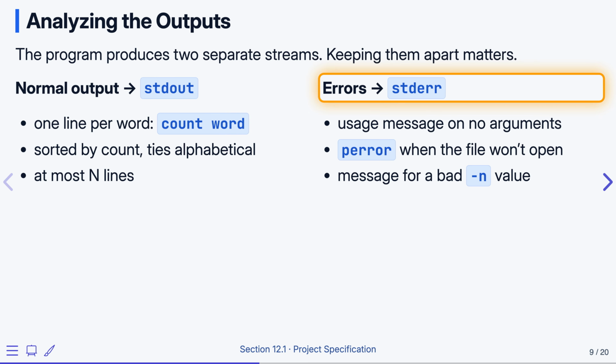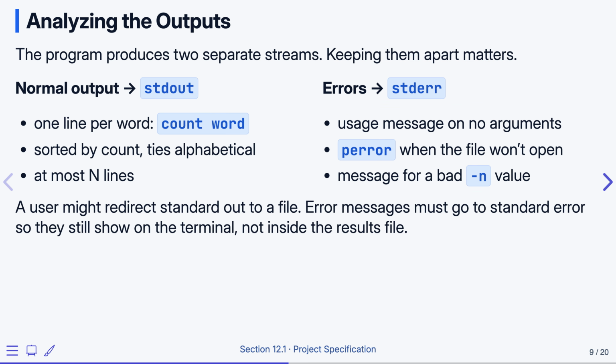Second, the error output. That goes to standard error. It includes the usage message when there are no arguments, an error message when the file will not open, and a message for a bad dash-n value. Why keep them separate? Because a user might redirect standard out into a file. If your error messages went there too, they would end up buried inside that results file. Sending them to standard error means they still show on the terminal.